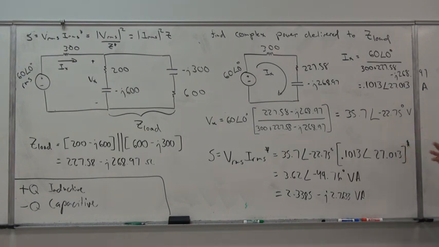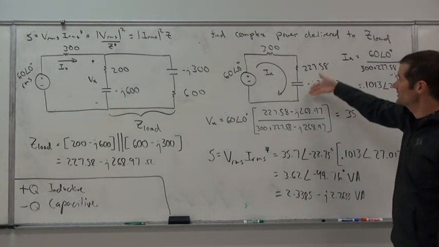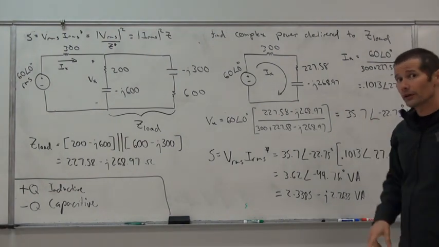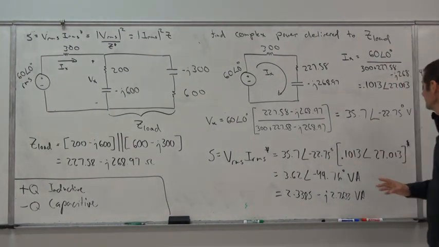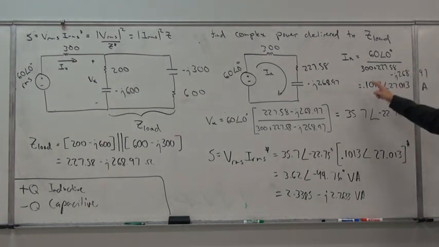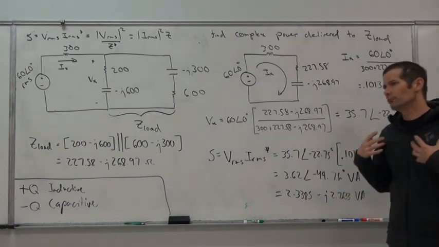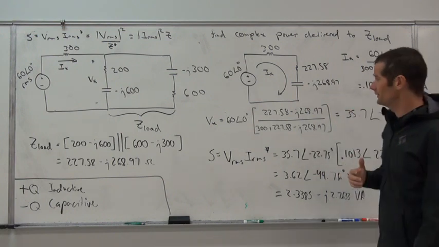And one thing to note here, guys, is that we do have a more capacitive natured load here. And so by that notion, the current should lead the voltage in that load. In fact, we do see that, sure enough, the current's angle is 27.013 degrees and the voltage's phase angle is negative 22.75 degrees. So the current is leading that voltage, proving that it is a capacitive load in nature.